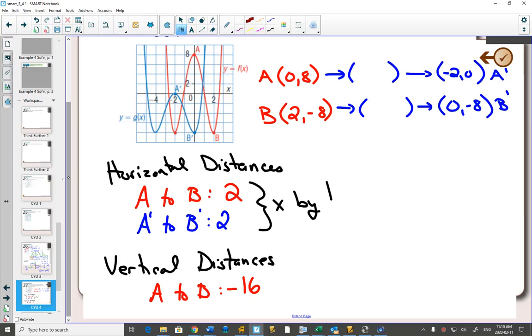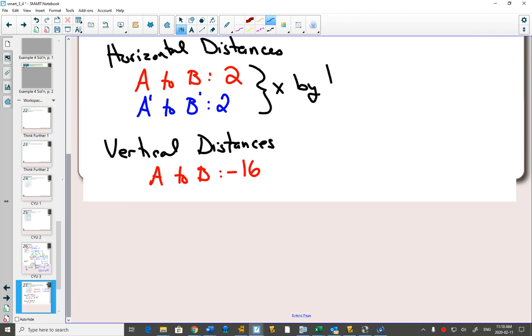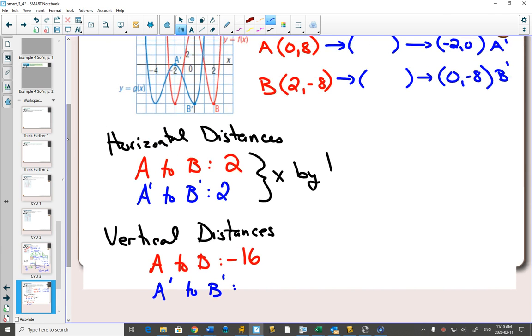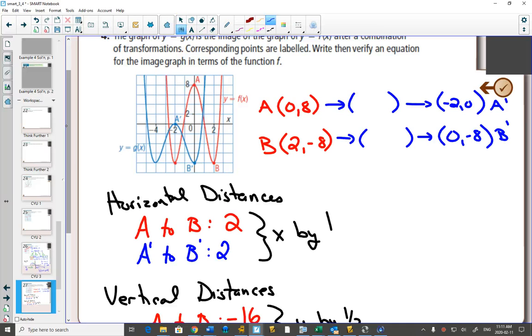When you look at A prime to B prime, well, now A prime is starting at a y value of 0 and going down to -8. How would I go from -16 vertical distance to -8 vertical distance? I would have to multiply y by 1/2. Now that you figured that out, these are your stretches and compressions. So you can put them above the first arrow. Because normally we would write, oh, we need to multiply y by 1/2.